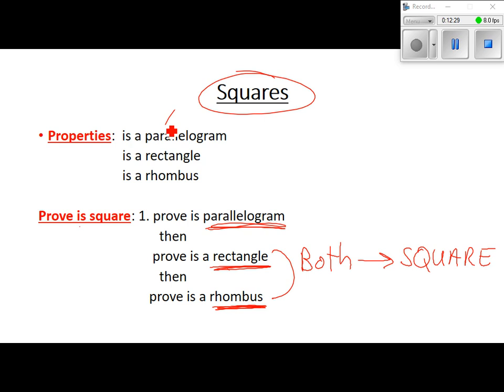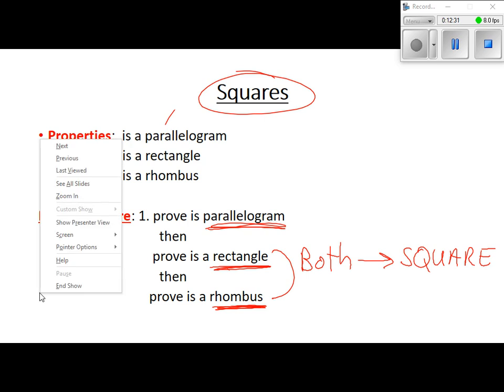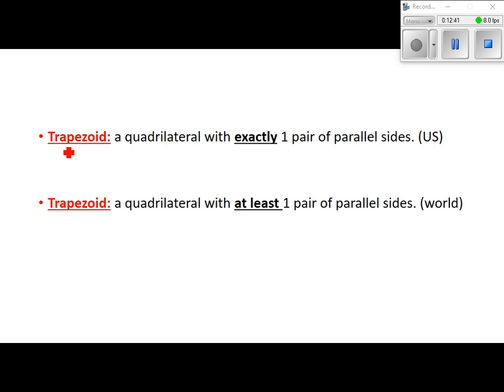All right, now the last two shapes. Last two shapes are sort of, I don't want to say they're oddballs, but rectangles, rhombus, squares, they all sort of fit together. Parallelograms. The next one's a trapezoid. A trapezoid is a four-sided figure, quadrilateral, with exactly one pair of parallel sides.